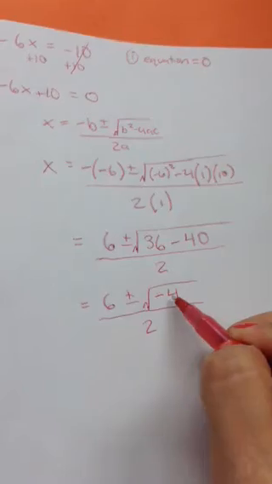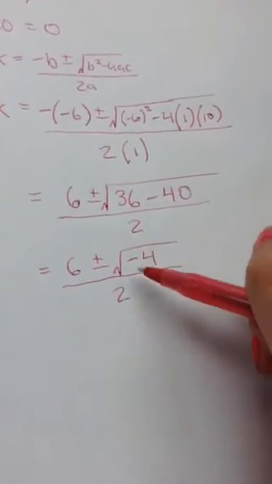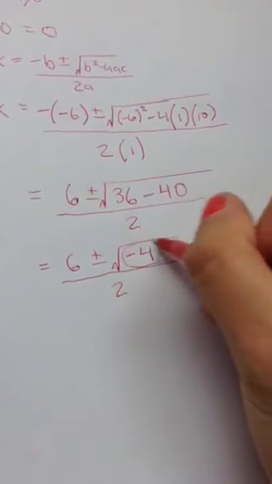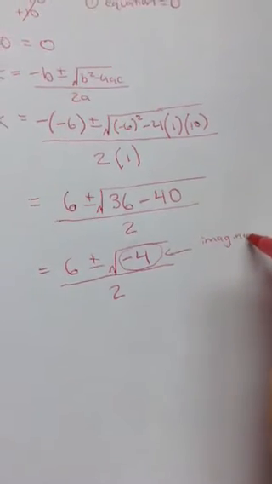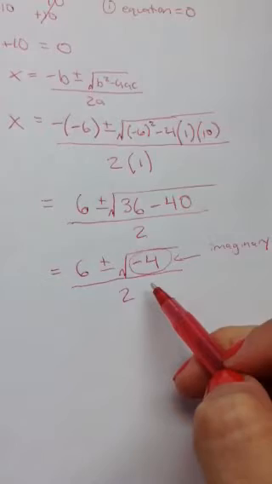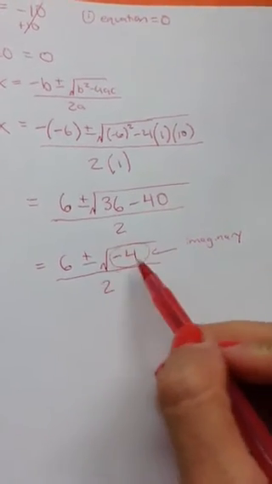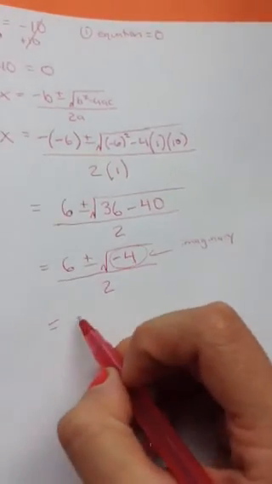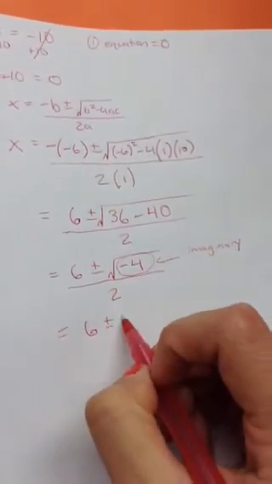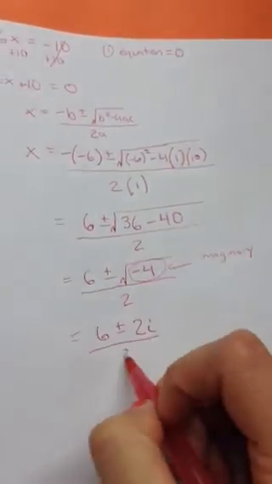Now, there's a negative under the square root here, so I know it's going to be imaginary. So I'm going to have i in my answer. And I know the square root of 4 is a perfect square. The square root of 4 is 2. So it's going to be 6 plus or minus 2i over 2.